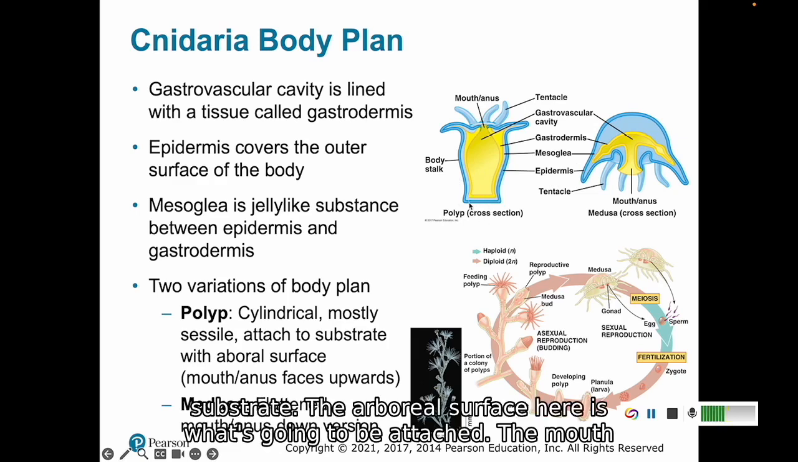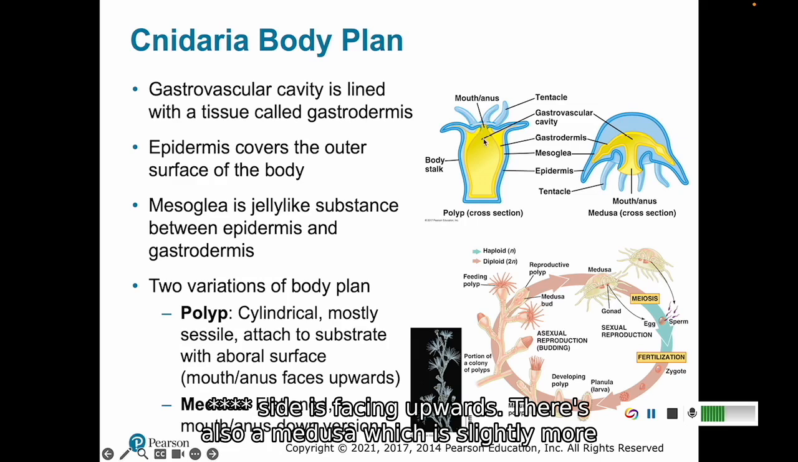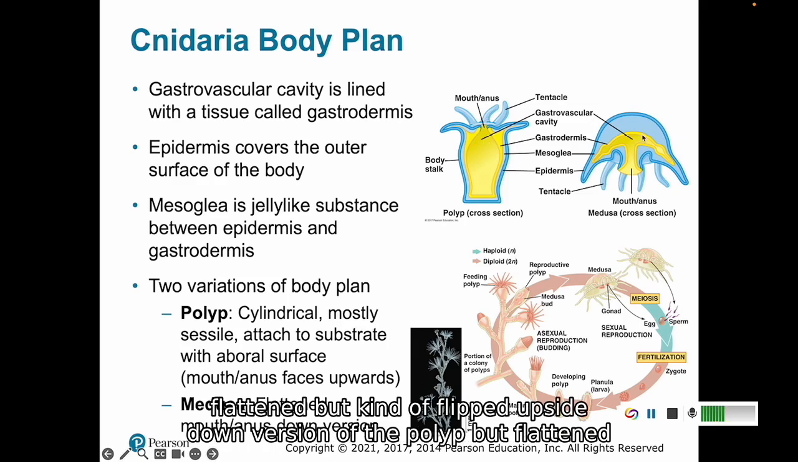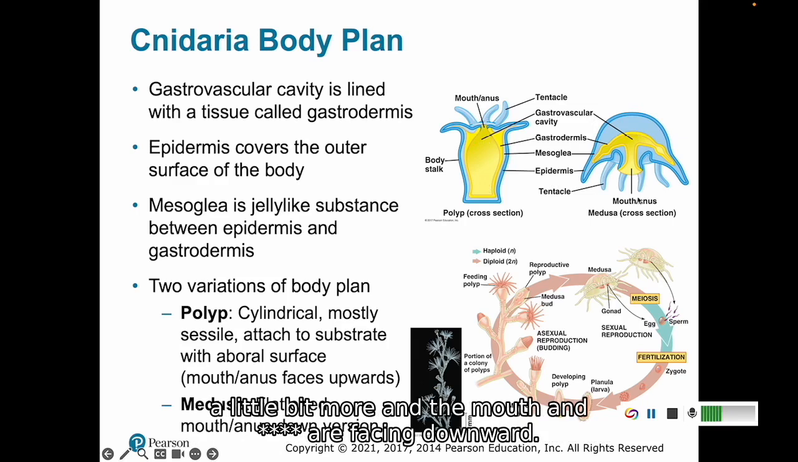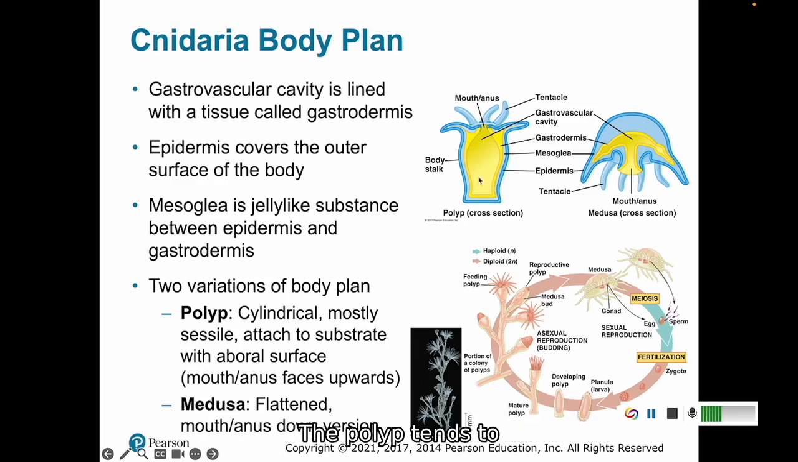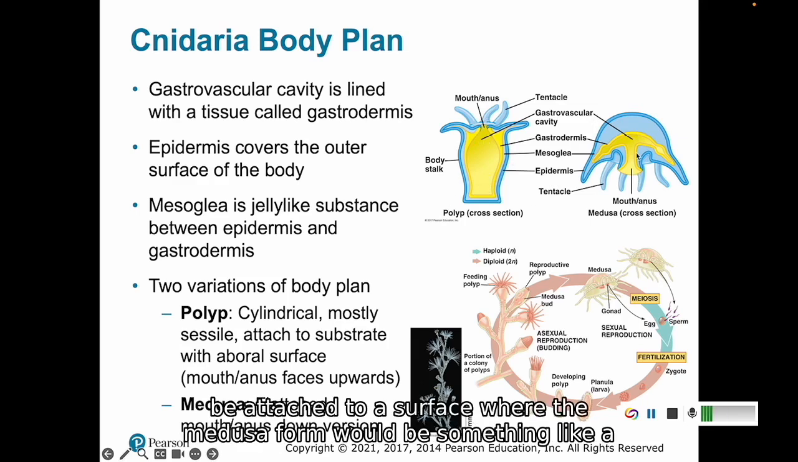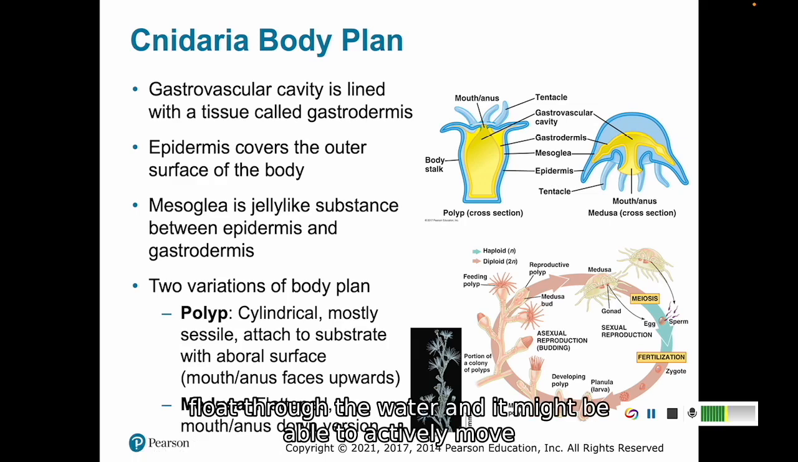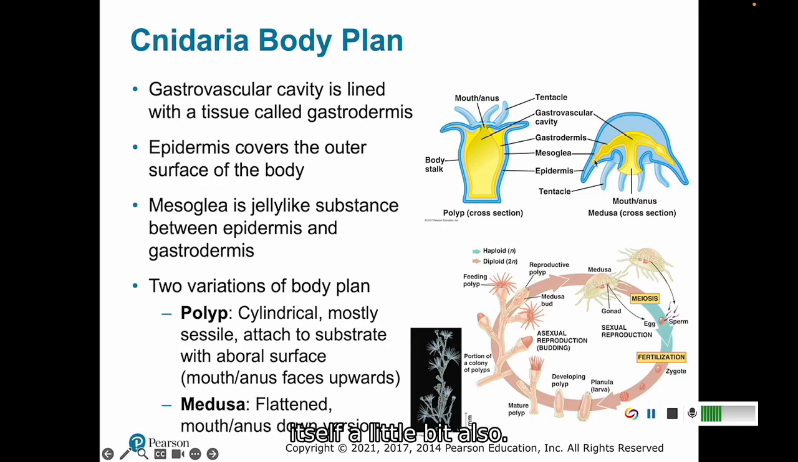The arboreal surface here is what's going to be attached. The mouth-anus side is facing upwards. There's also a medusa, which is slightly more flattened, a kind of flipped upside-down version of the polyp, with the mouth and anus facing downward. The polyp tends to be attached to a surface, where the medusa form would be something like a jellyfish that is more likely to just float through the water. It might be able to actively move itself a little bit also.